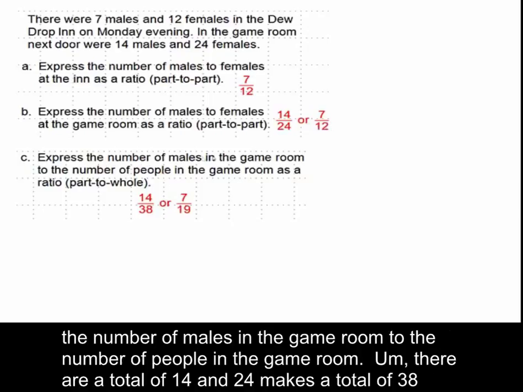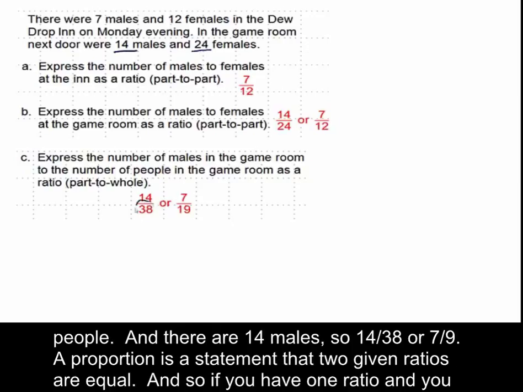And express the number of males in the game room to the number of people in the game room. There are a total of 14 and 24 makes a total of 38 people, and there are 14 males, so 14 to 38 or 7 to 19.